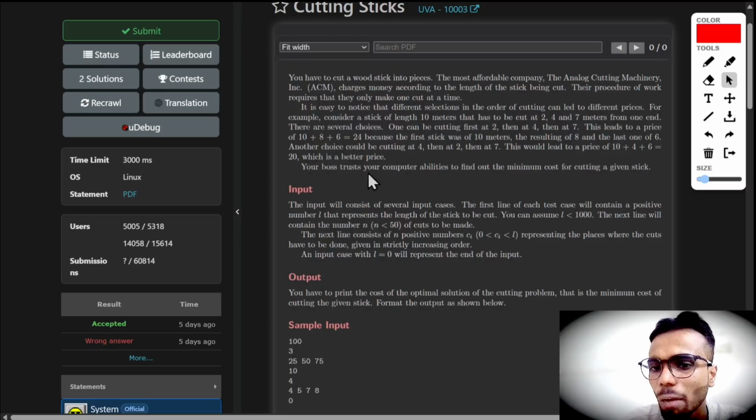So what I want to find out is the minimum cost of cutting a given stick. So basically I am given the coordinates at which the cuts are performed. Now I have to find a variation such that we perform the cuts in an order such that I get the minimum cost of cutting, by performing a cut at all the coordinates that were given.